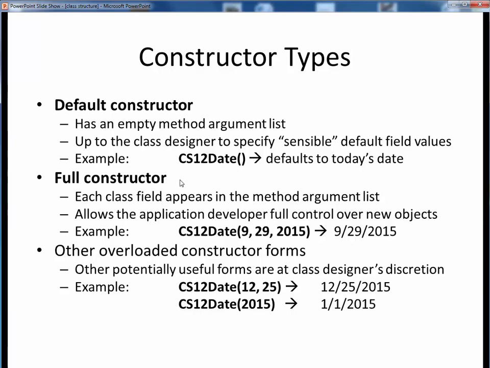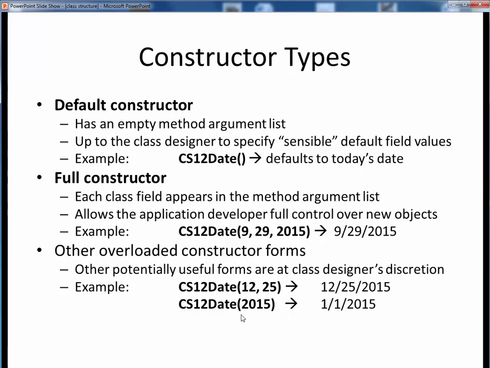Quick and easy. By contrast, a full constructor gives the application programmer full control over creating new objects by allowing them to specify values for all of the instance variables. For example, here's the full constructor for CS12date. It allows us to explicitly specify the month, the day, and the year.